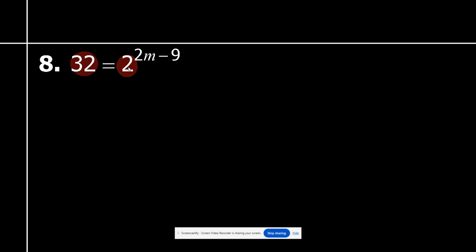So let's see. What's 2 times 2? 4 times 2, 8 times 2, 16 times 2, 32. There it is. So I absolutely can make 32 have a base of 2. That's 2 to the 5th power. See? Count them. 1, 2, 3, 4, 5 of them. So 2 to the 5th power equals 2 to the 2m minus 9.